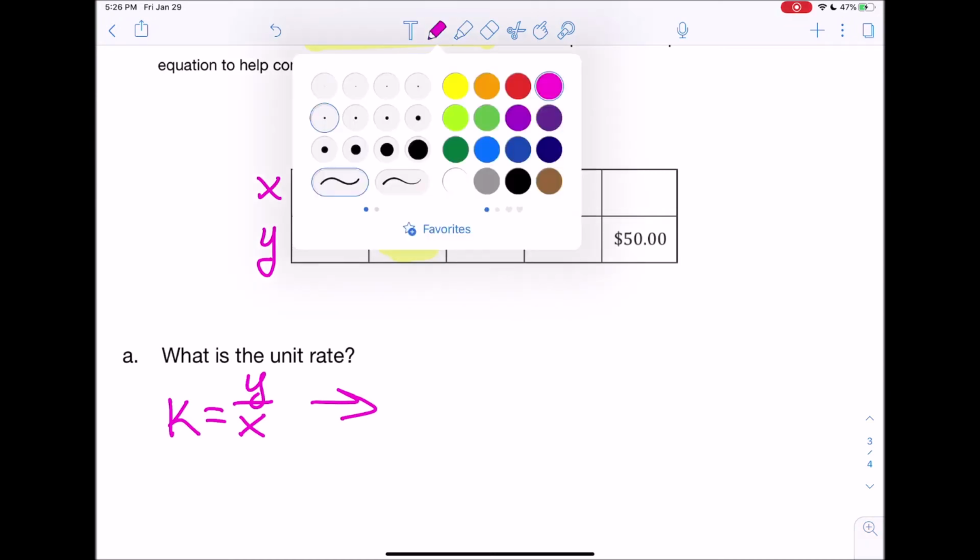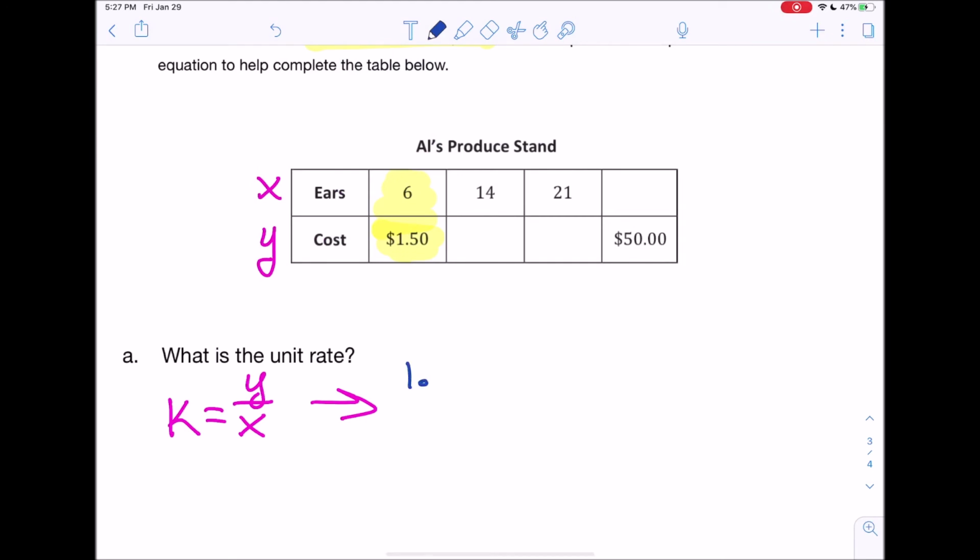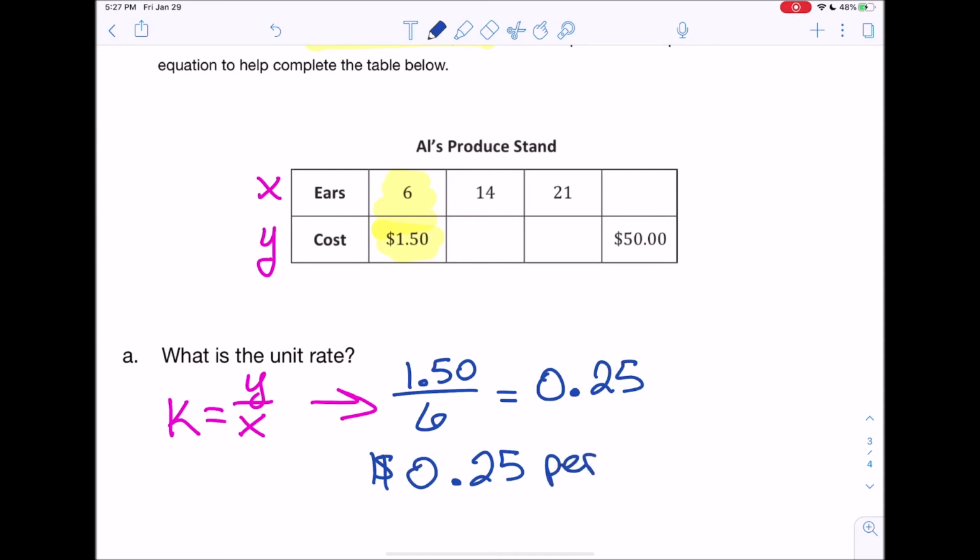So let's go ahead. Our Y is $1.50. 6 is X. So now I'm going to go ahead and divide $1.50 by 6. And that gives us 0.25, 25 cents. So each ear of corn is equal to 25 cents. Okay, so it's 25 cents per ear of corn.